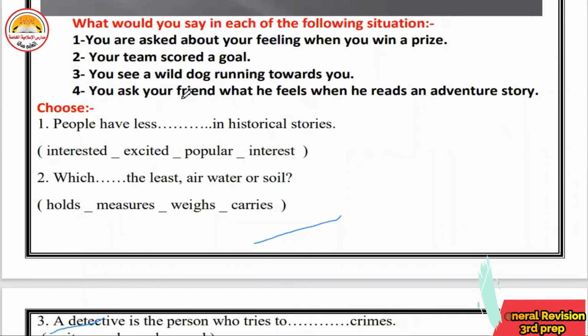Number 4, you ask your friend what he feels when he reads an adventure story. Hamdi. Okay, Ali. It shows people have less in historical stories. People have less in historical stories. Interested, excited, popular, interest.